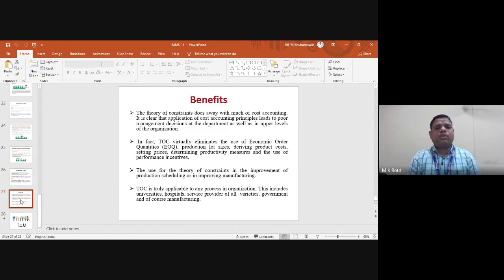The next is the use of theory of constraint in improving production scheduling or improving manufacturing. That is why the software is called optimization of production technologies. The last one is that the theory of constraint is truly applicable to any process in an organization. This includes universities, hospitals, service providers of all varieties, government, and of course manufacturing organizations.